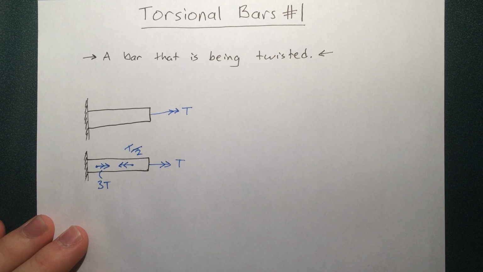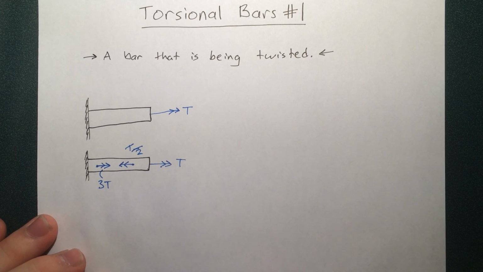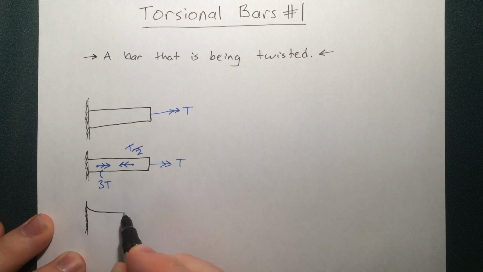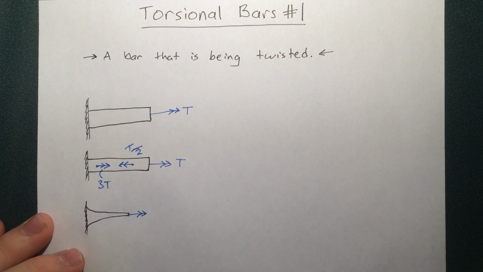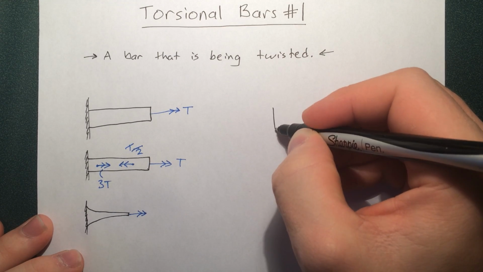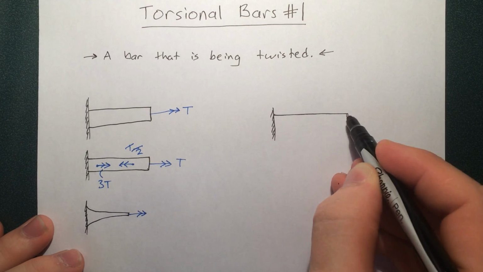So in this case, a torsional bar with different torques being applied at different discrete points. You could imagine a bar that has some sort of varying area. You can imagine a bar that has a constant area and has some sort of applied torque throughout it.